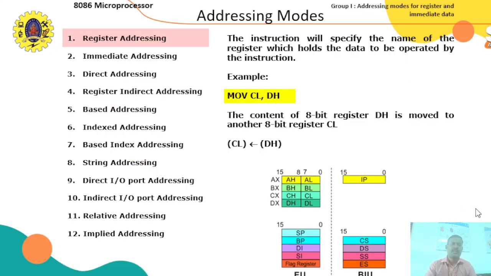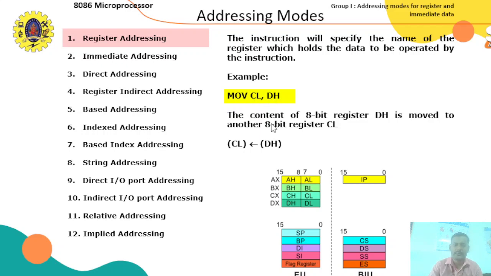Look at the first one, register addressing mode. The instruction specifies the name of the register which holds the data to be operated on by the instruction. Here both source and destination must be registers, and both must be of the same size. Look at this example, MOV CL, DH. CL is the destination register and DH is the source register. The data present in the DH register will be moved to the destination, the CL register.